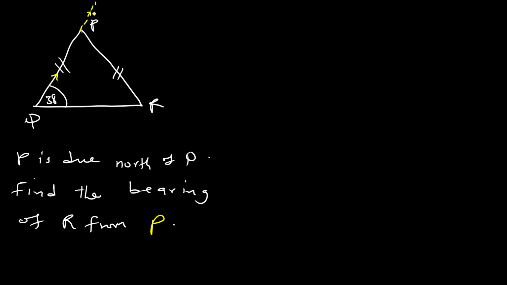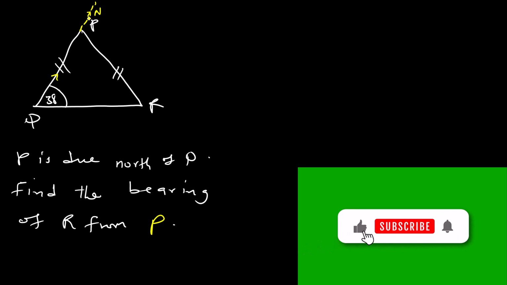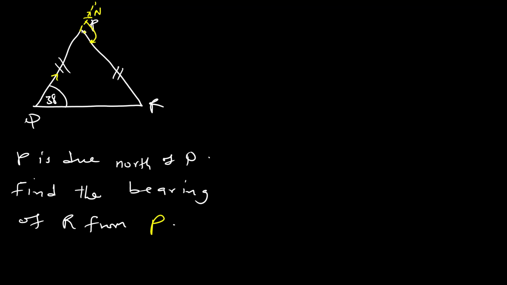P is the starting point. So I will start from P here and rotate clockwise to meet R. So we want to find this side. Okay, remember the line PR and line QP are equal. Therefore, this side is 38. So we can use the information to solve for this side.